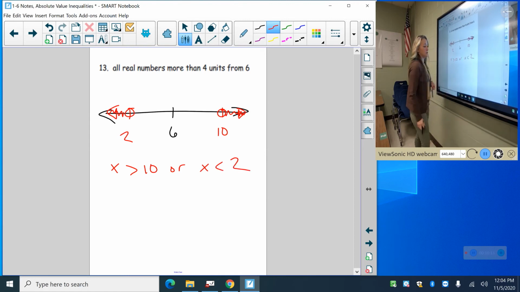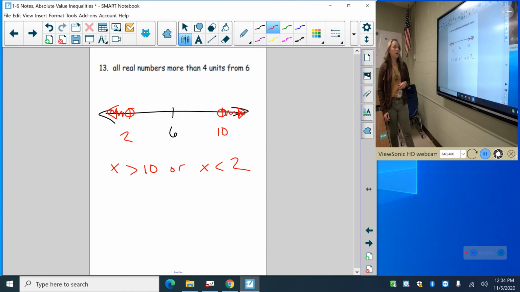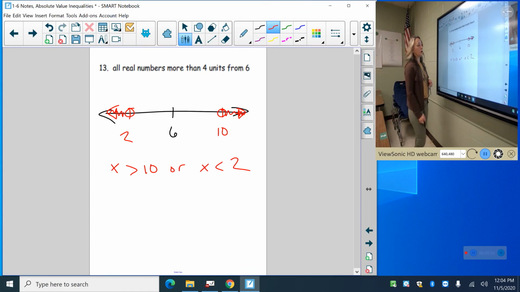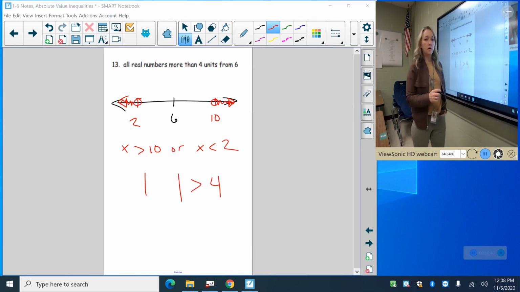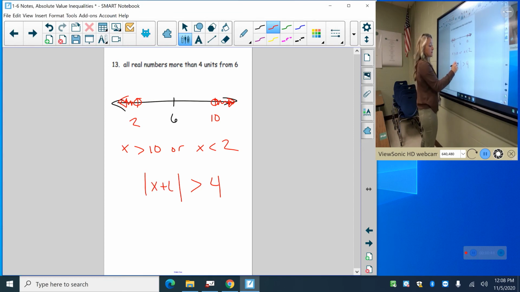And this is a little bit more difficult to write in an absolute value. All real numbers more than 4 units from 6. So if I think about that, we have an or, so the absolute value has to be more than 4 units. The distance has to be more than 4 units. The distance from what? Well, 6. So it'd be x plus 6 is greater than 4.